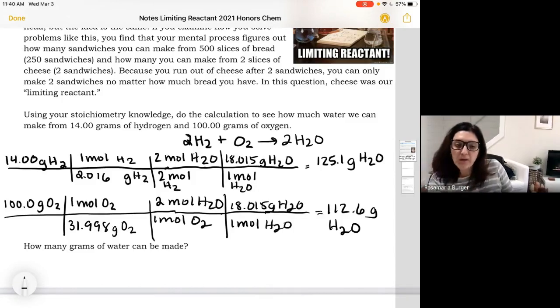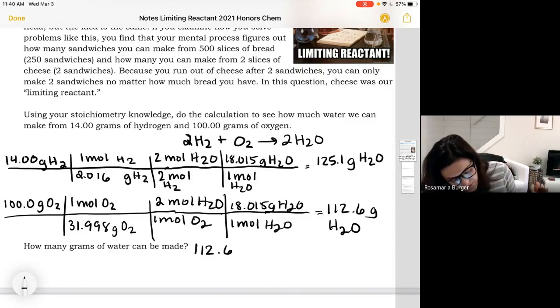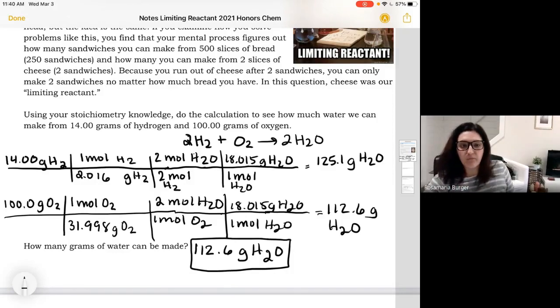because based on hydrogen, we can make 125.1 grams. But based on oxygen, we can only make 112.6. So we can only make 112.6 grams of H2O with the materials that we were starting with. Okay, so that is our first example.